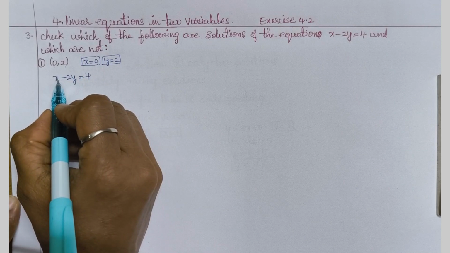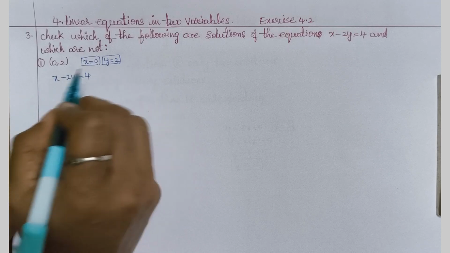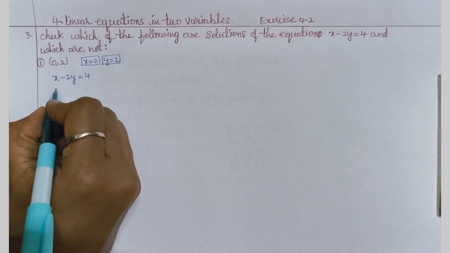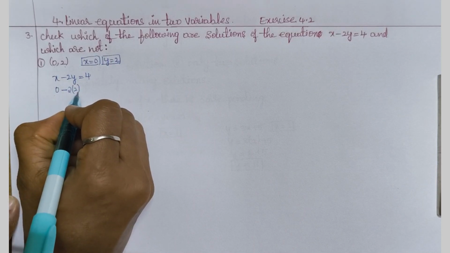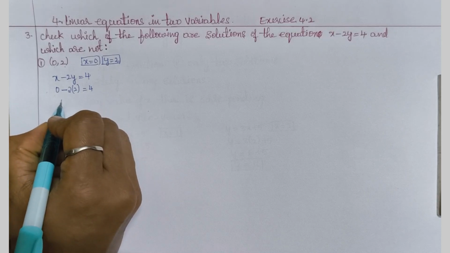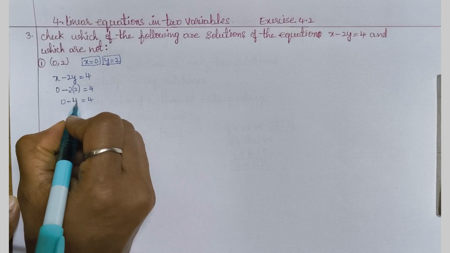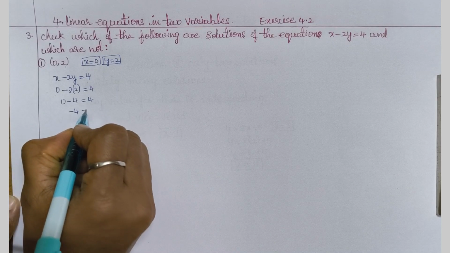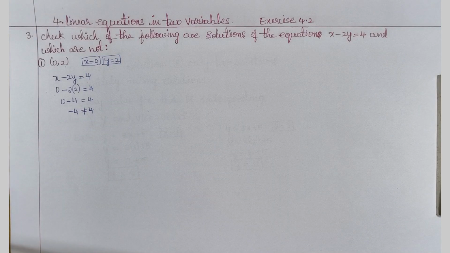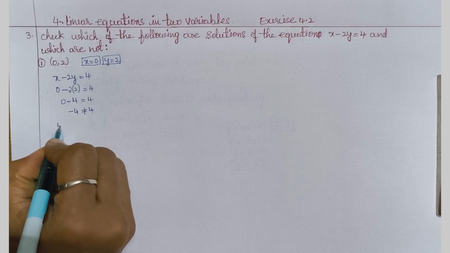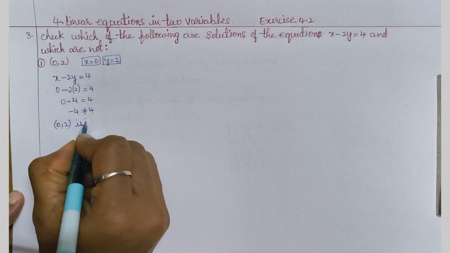So now we will substitute x value 0, y value 2. If both sides are equal, the answer came, it means it is a solution. Otherwise not a solution. X value 0 I am substituting, minus 2 into y value 2 is equal to 4. Okay, 0 minus 2 into 2 is equal to 4. 0 minus 4, what is the answer? Minus 4. Minus 4 is equal to 4? No, both are not equal. So you can write: 0, 2 is not a solution.